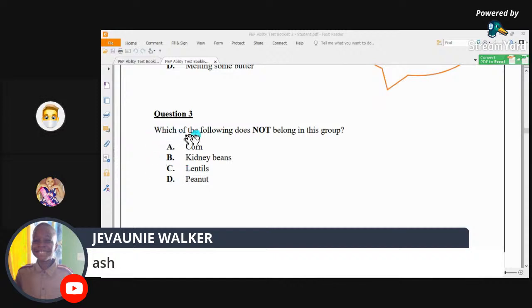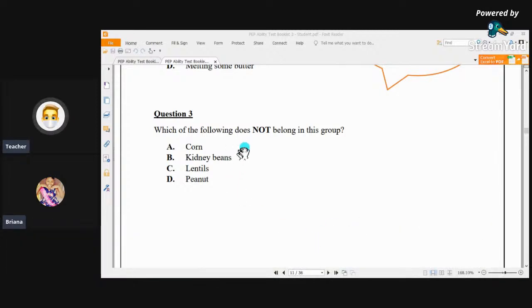Question 3. Let's go with question 3. It says, which of the following does not? Yeah, so they make this word not big and bold and in capital letters. It means that we need to pay attention to this not. Okay. So which one does not belong in this group? We have corn, kidney beans, maybe we could say red peas, okay, lentils, and peanuts. Which one does not belong?